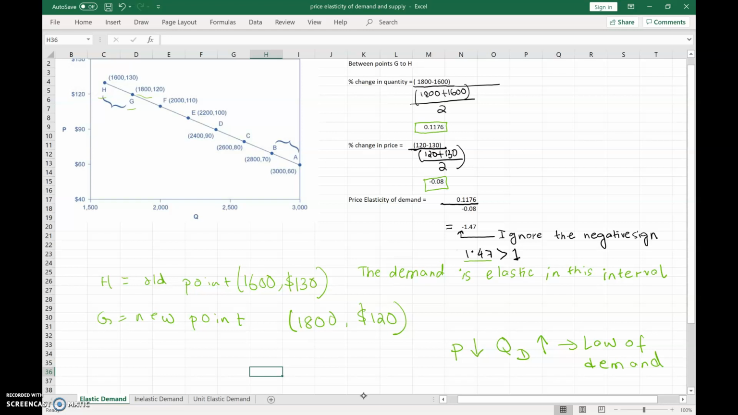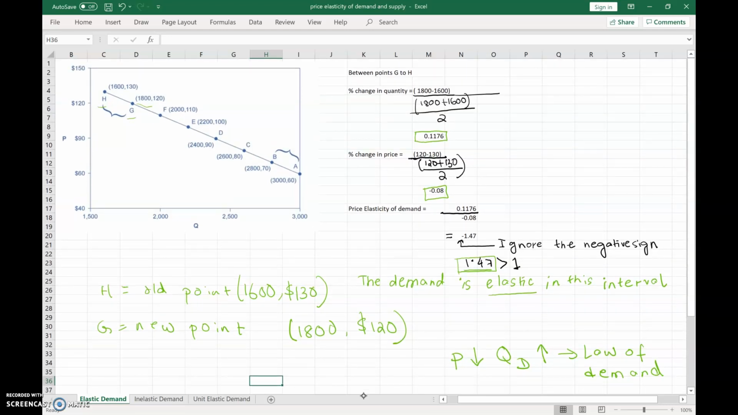If this elasticity result is greater than 1, we say demand is elastic in this interval. So this means the percentage, this sign delta is for change, percentage change in quantity demanded is greater than the percentage change in price. This is for elastic demand.